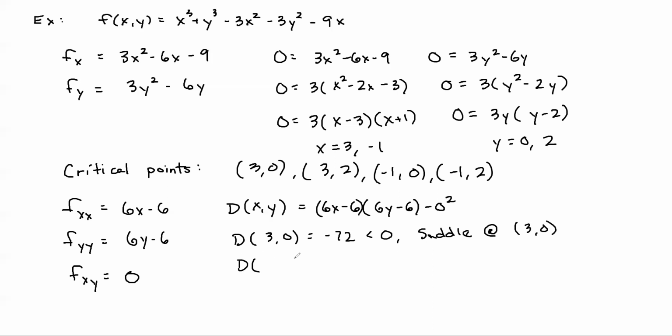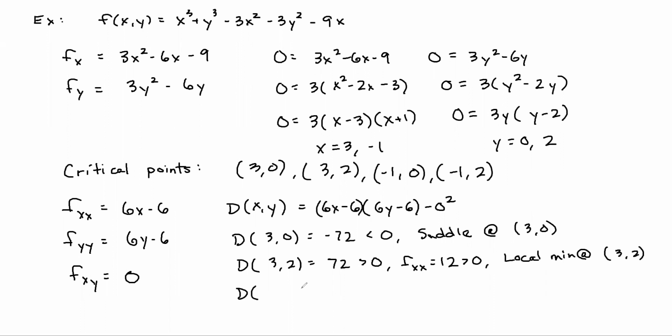And then D at (3, 2). So we're going to have 12 times 6. That's going to be positive 72. So that's greater than 0. And then we're going to need to check what's our second partial with respect to x. We said that that was greater than 0. Oh, hold on, let's do it this way. So that equaled 12, which was greater than 0. So thus we have a local min at (3, 2).